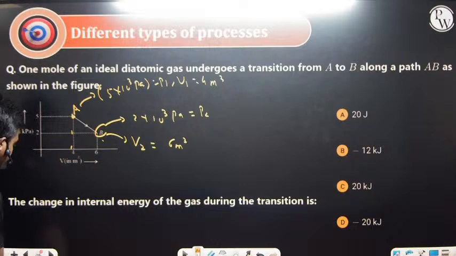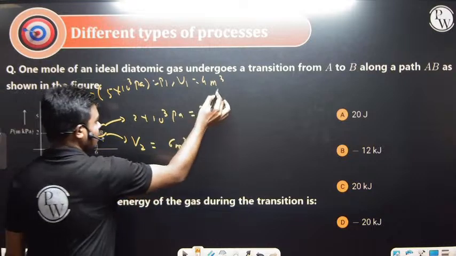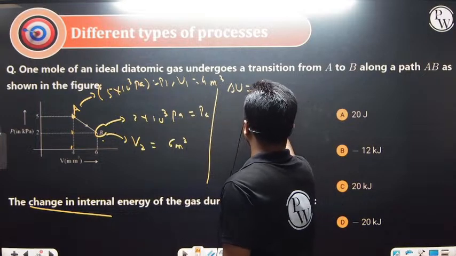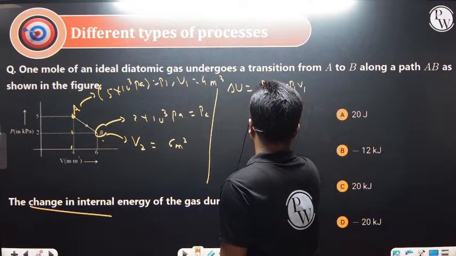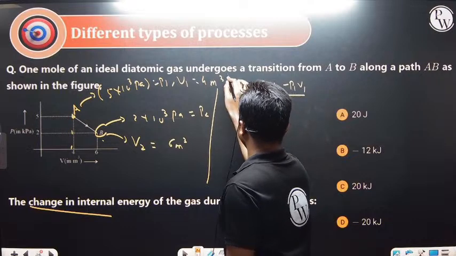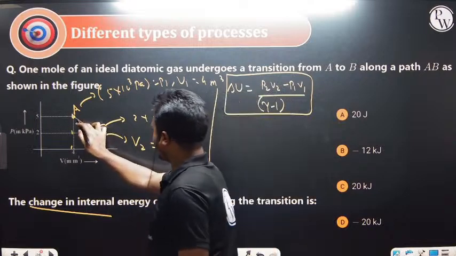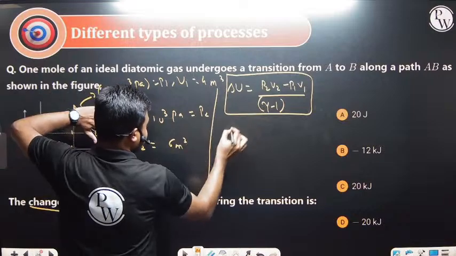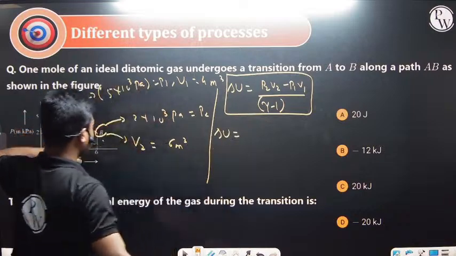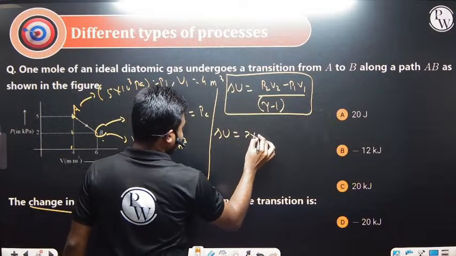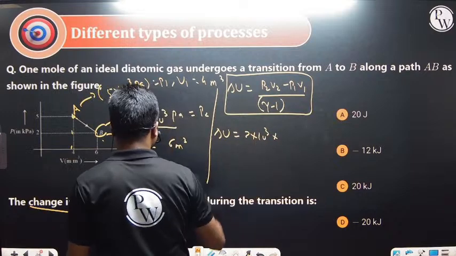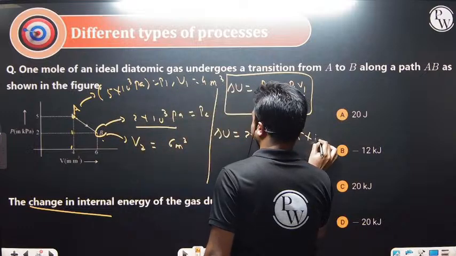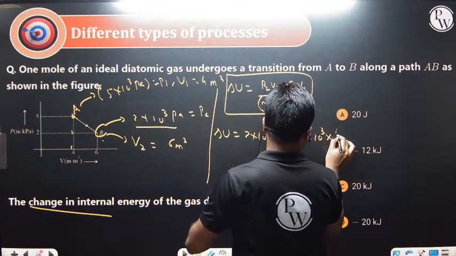What they are asking is the change in internal energy. We have one formula. What is delta U? Delta U is P2 V2 minus P1 V1 divided by gamma minus 1. We can use this formula directly over here. It is going from A to B. So delta U will be given by P2 into V2, where P2 is 2 into 10 to the power 3 into volume 6, minus P1 V1, 5 into 10 to the power 3 into volume 4, divided by gamma.